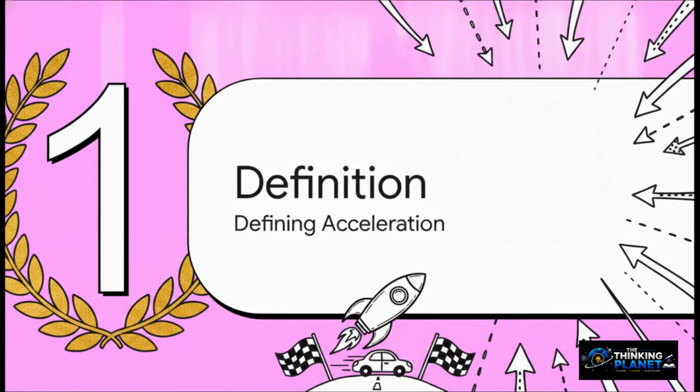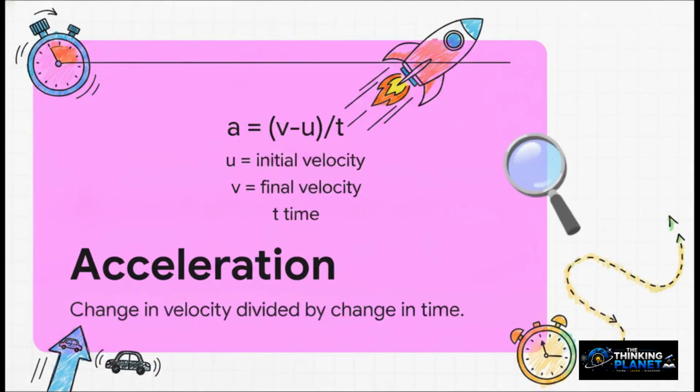Okay, let's jump right into part 1, the definition of acceleration. For those of you taking notes, here is your textbook definition. Acceleration is formally defined as the change in velocity divided by the change in time. If we write that out as a formula, it looks like this: a equals (v minus u) divided by t. It's super important we know our variables here. u represents the initial velocity of the body, basically where you started. v represents the final velocity, where you ended up. And t, of course, is the time it took to make that change.